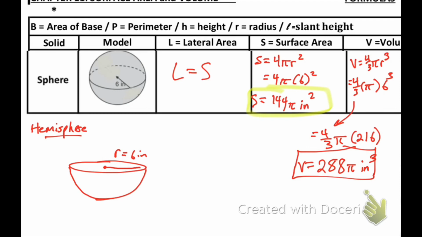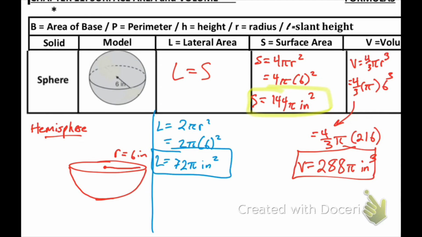Now let's go and calculate the lateral area, the surface area and volume of my hemisphere here. Let's start with the lateral area. That's going to be equal to 2 pi r squared. So that will give me 2 times pi times 6 squared. 36 times 2 gives me 72 pi inches squared. Don't forget units. That's my lateral area.